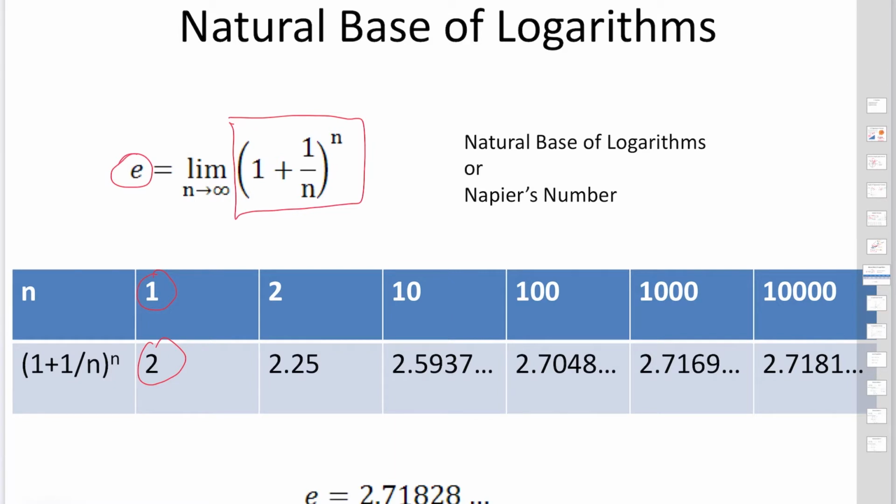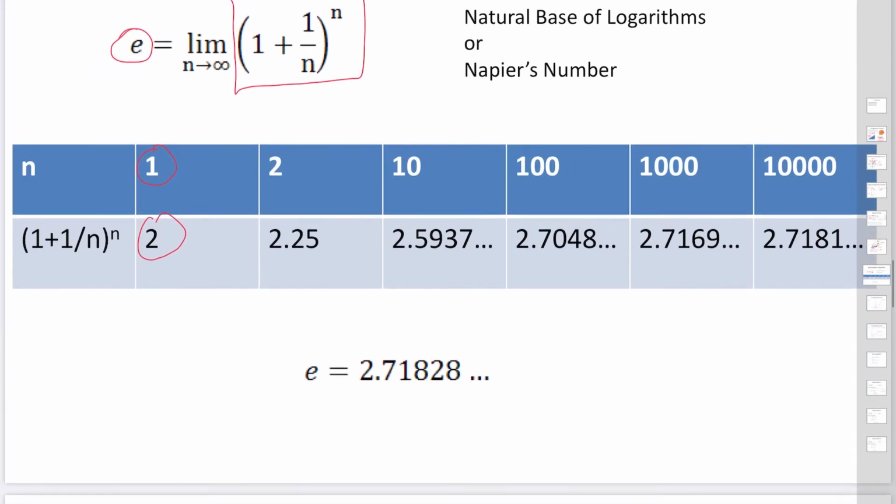It's an increasing function. But actually, it's a convergent function. It converges to a finite number, 2.71828 and so on. So this is what we call Napier's number.